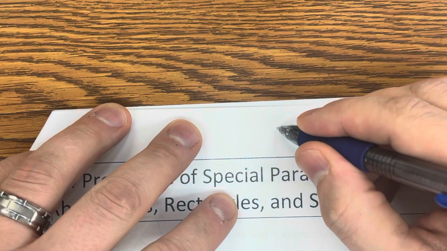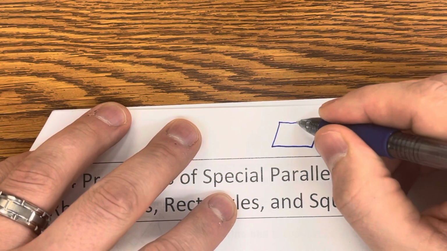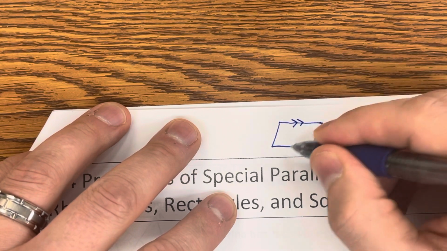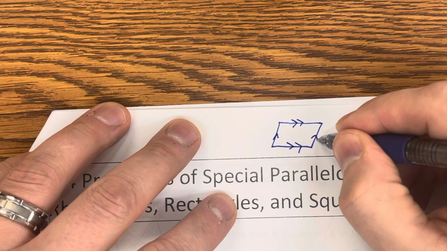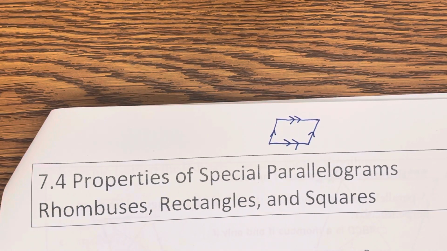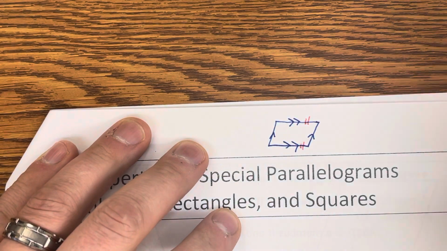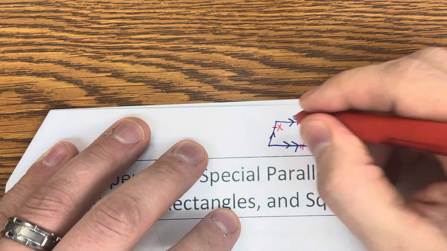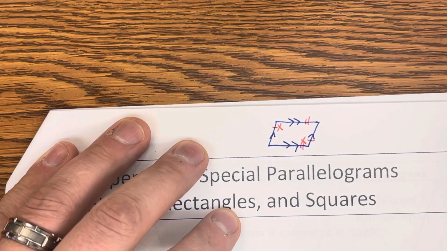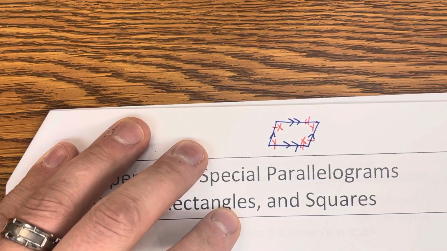And just keep in mind, if the figure is a parallelogram, that means that the opposite sides are parallel. And based off of that, we know that the opposite sides are congruent. So these two sides would have the same length. And we also know that the opposite angles are congruent. So if this angle is x, this one across from it also has to be an x. And these would both be the same measure of a y and a y.